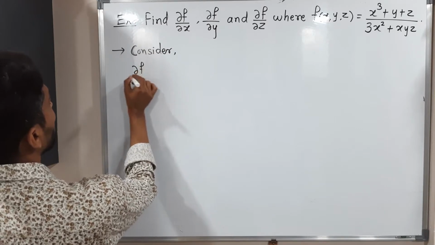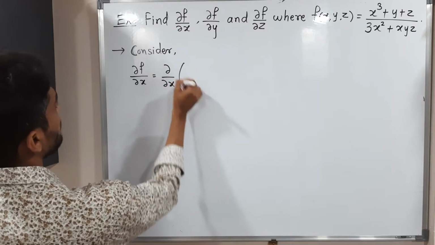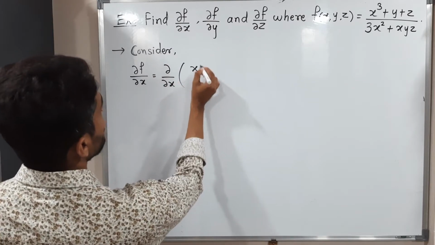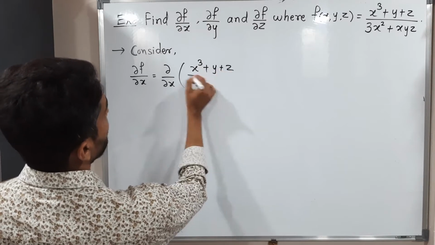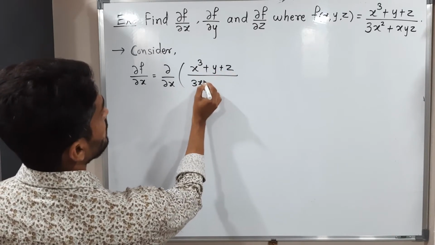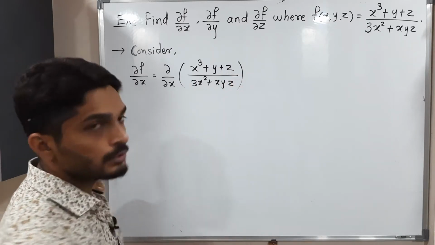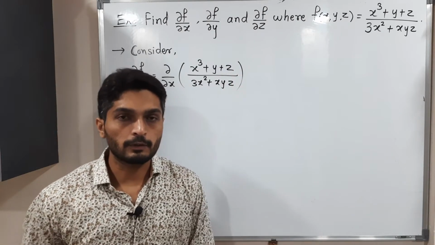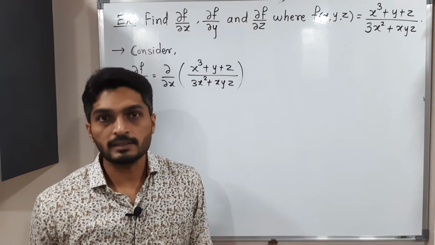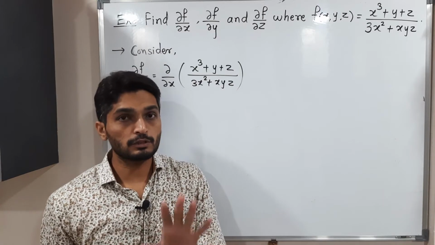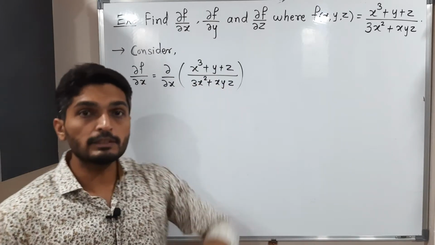Consider ∂f/∂x. That means I am going to find its derivative with respect to x. The function is (x³ + y + z) / (3x² + xyz). You know that when we take derivative, if addition and subtraction are there, we take separate derivatives. We have addition and subtraction here, but we cannot take them separately because there is a division first.